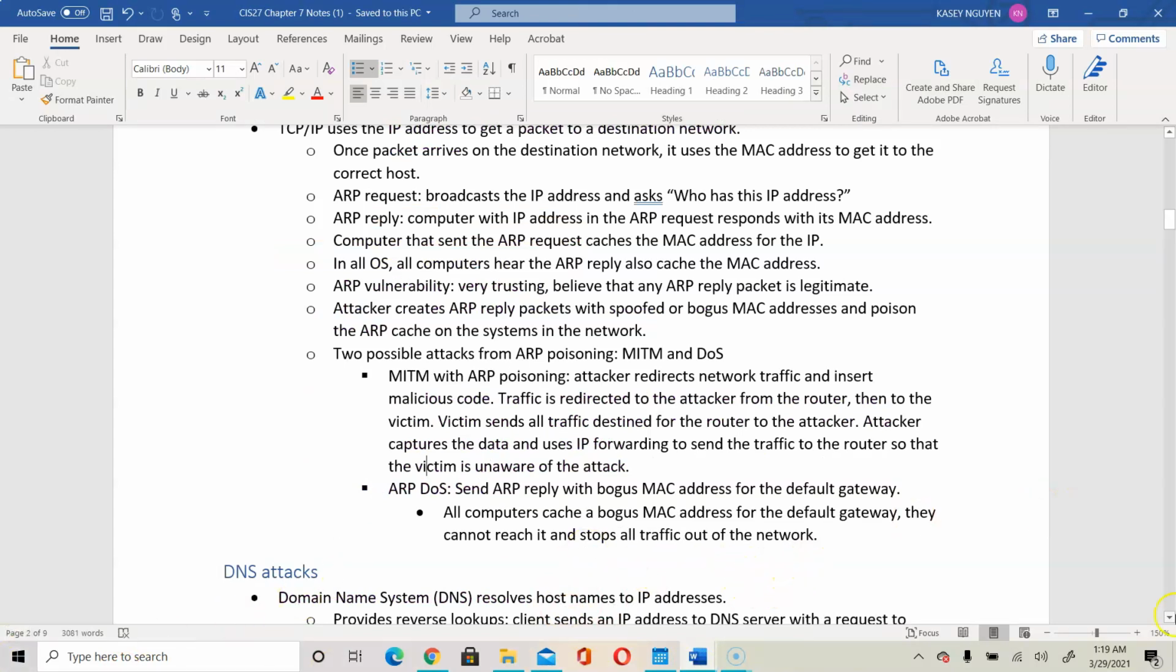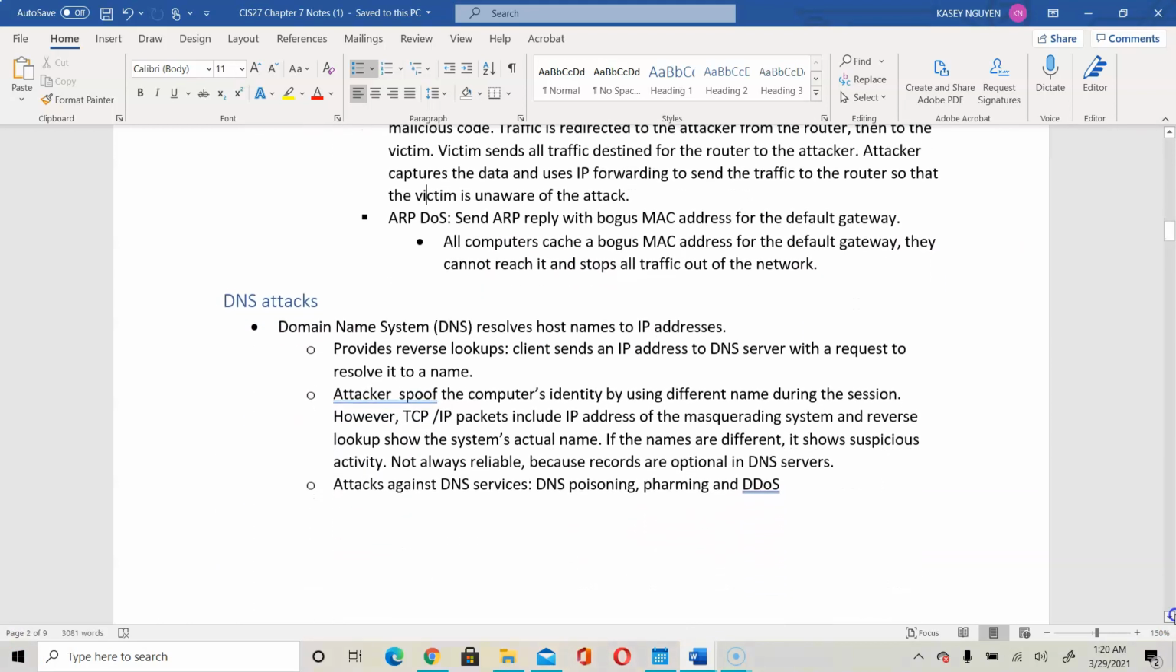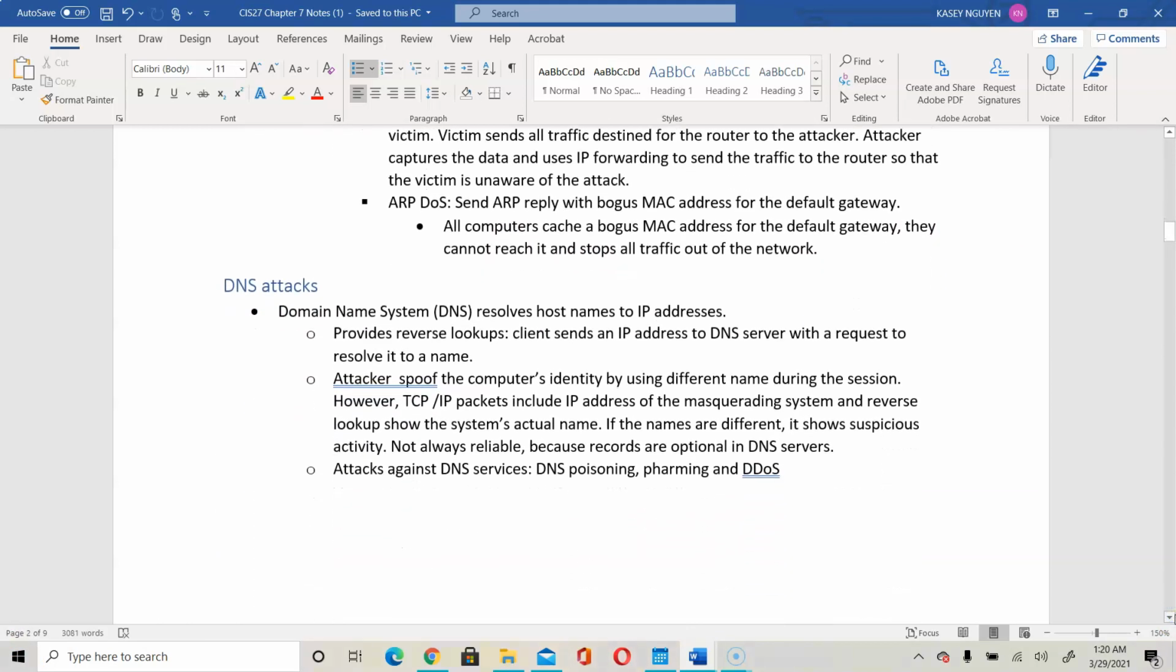Then next we're going to talk about DNS. DNS attacks can also be DNS poisoning, pharming, or distributed denial of service. DNS stands for Domain Name System. This allows us to resolve host names to IP addresses, and it also provides forward and reverse lookup, so we can look up name to IP and IP to name. When we do an IP to name lookup, that is called reverse lookup.